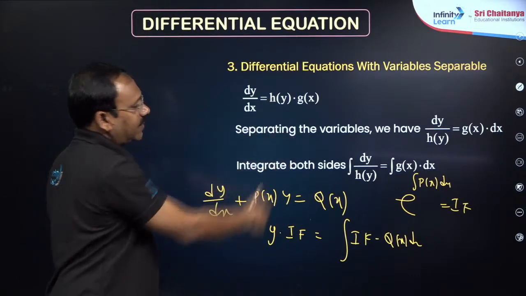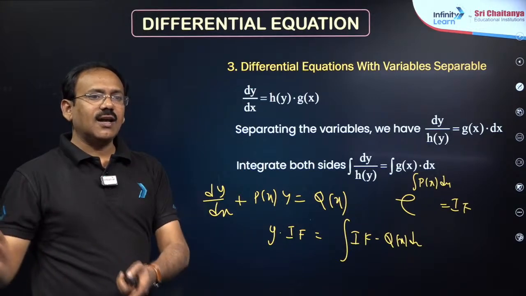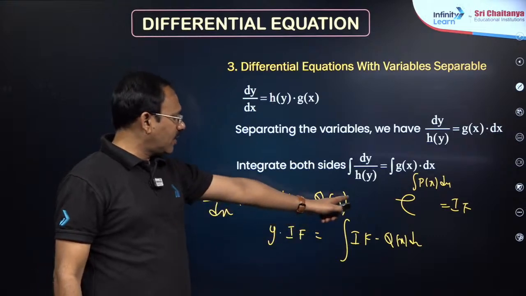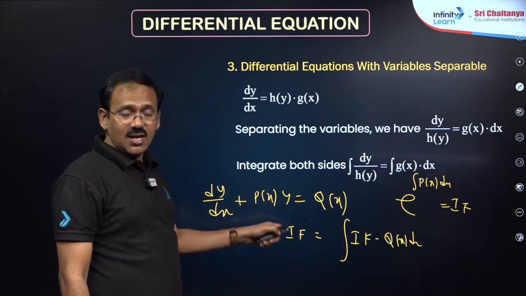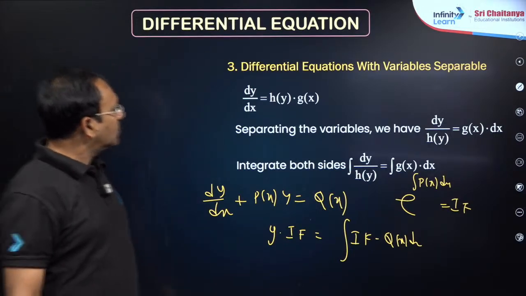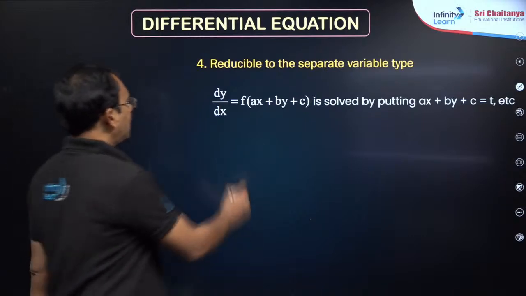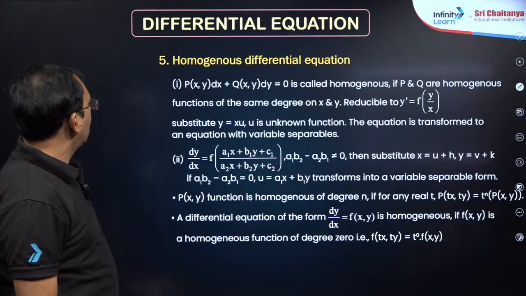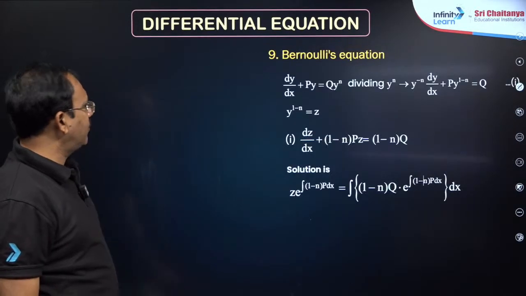Variable separable: separate variables and integrate, all x's at dx, all y's at dy. If here y power n is there, divide with y power n, and whatever you are getting here, take that as t, it will be converted into LDE, my dear friends, okay. So this is differential equations. So reducible to variable separable means if it is like this, you take it as t, it will be converted into variable separable, okay. Homogeneous, non-homogeneous, exact, LDE. So these are some simple, not required.